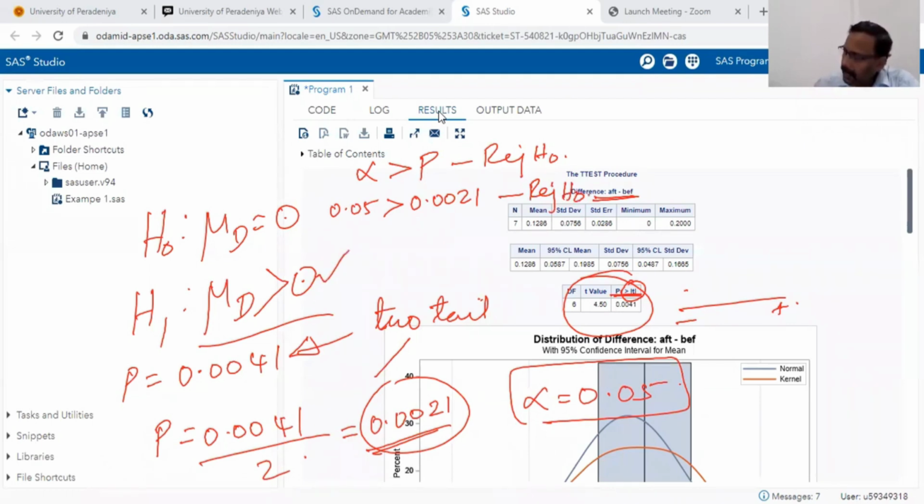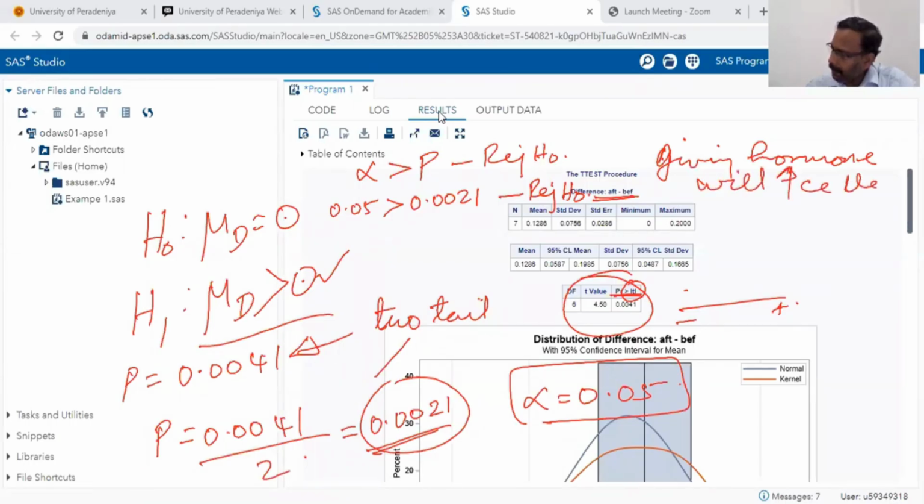We say that applying or giving the hormone will increase the milk yield in cows. It will increase the milk yield in cows. So that is how we do the paired t-test.